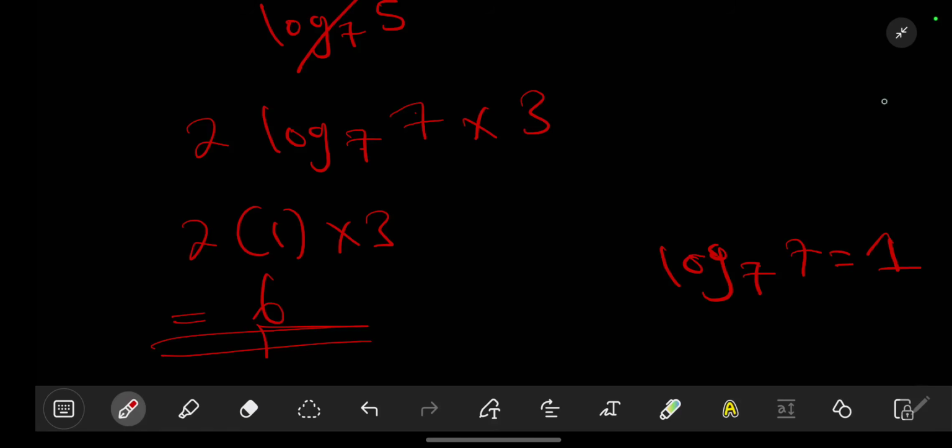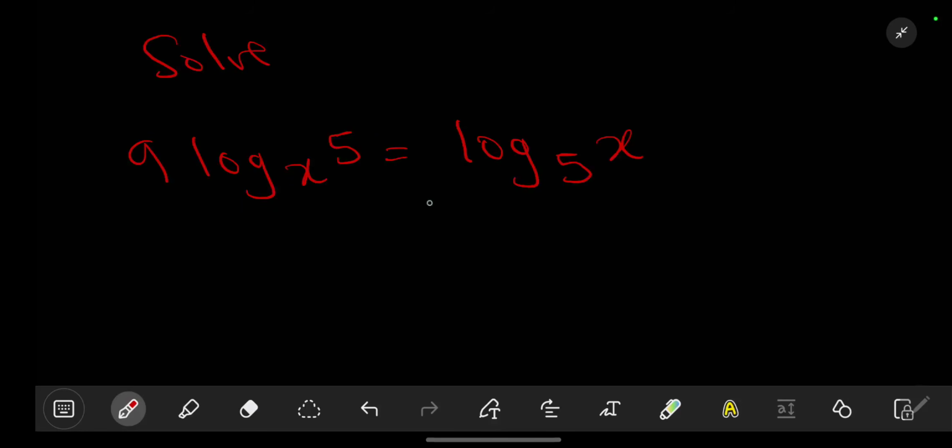Let's move on to our next problem. Let's say we have this problem. Let's say we convert this to base 5 instead of x.